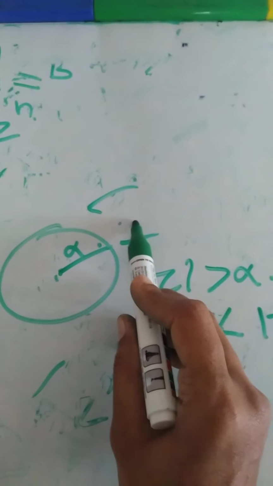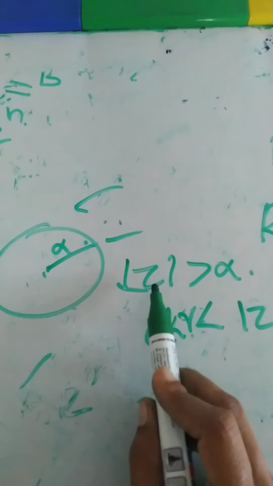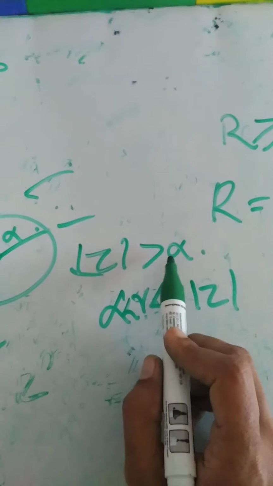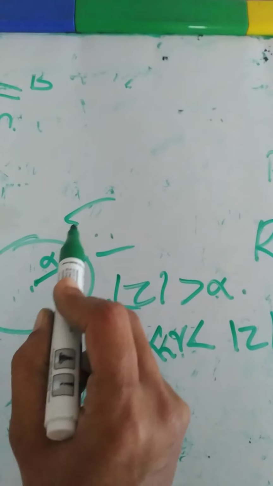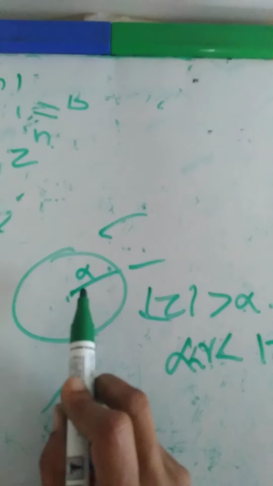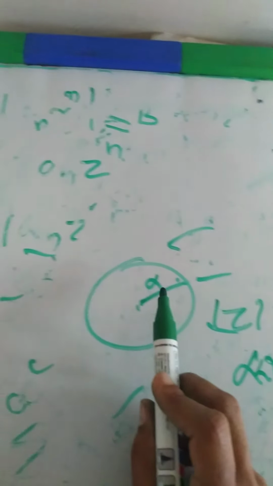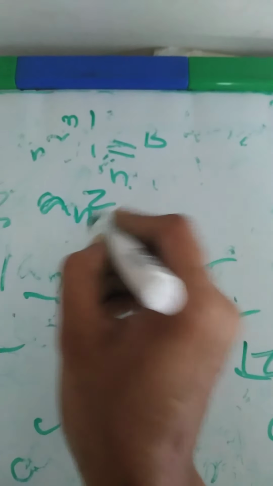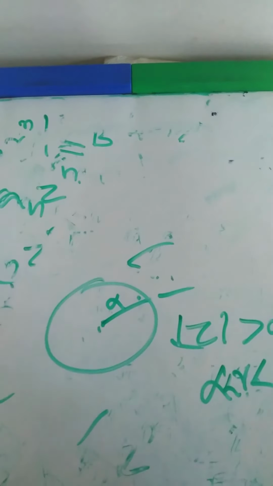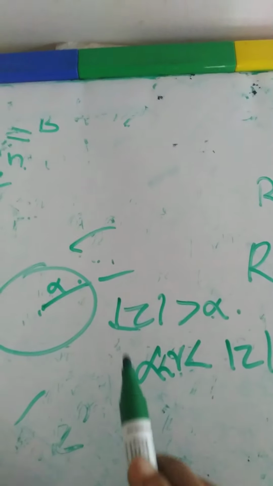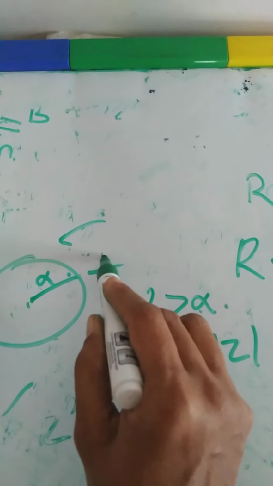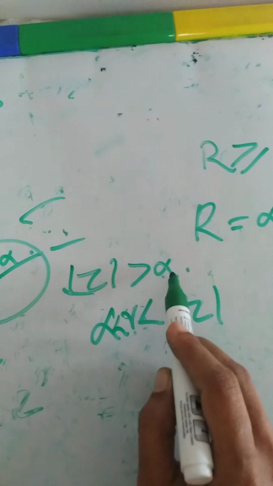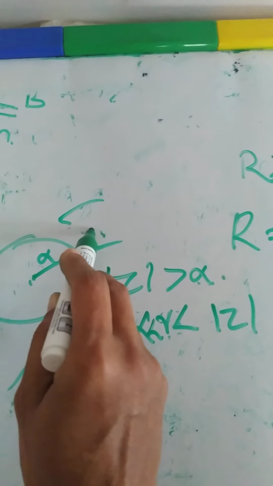If we take a point z from the exterior of the circle, that means mod z is greater than alpha, our power series diverges. In order to prove the radius of convergence of our power series, sigma n equal to 0 to infinity, a n z raised to n, equals alpha, we need to show that if we take a point from the exterior of this circle, then at that point our power series diverges. So you just take mod z greater than alpha. That means we take a point from the exterior of this circle.